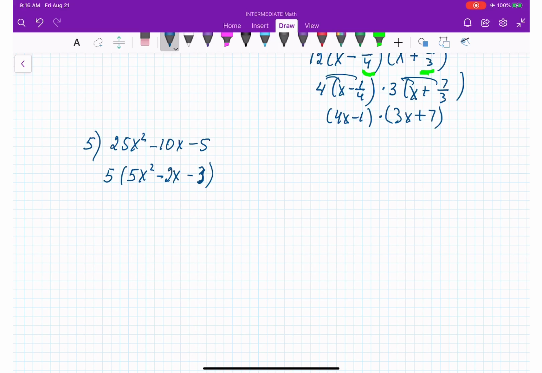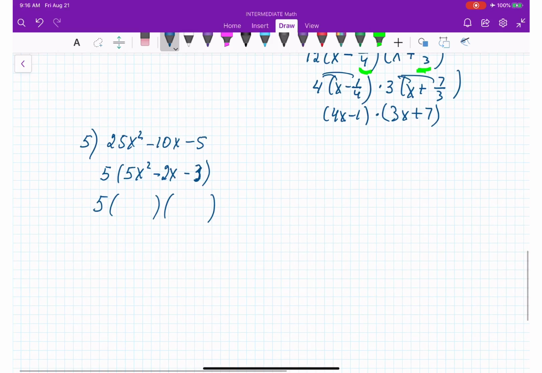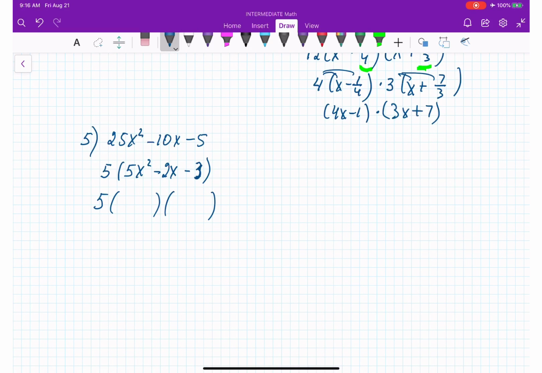Okay, so let's solve it. 5x squared minus 2x minus 3. So this 5 is going to stay out. So we are going to have two parentheses. Let's see what we're going to put in the parentheses. All right, so I'm going to solve it on the side. I need to find the discriminant, right? Let me write down A, B, and C. So my A is 5, B is negative 2, and C is negative 3.